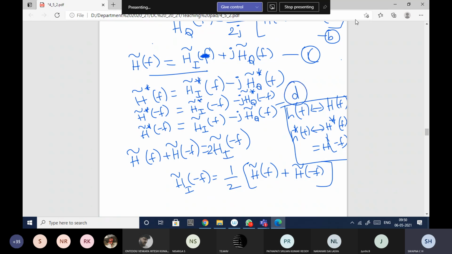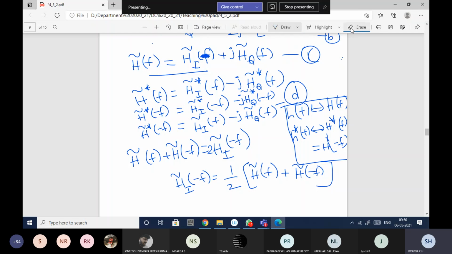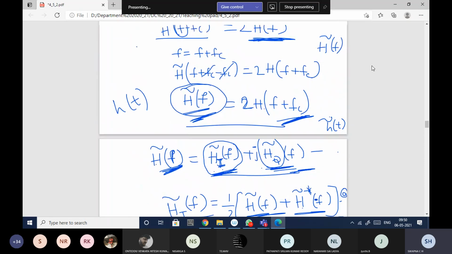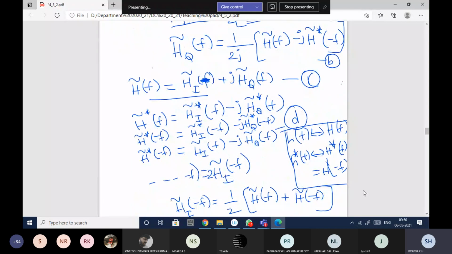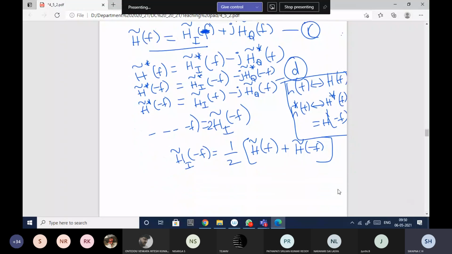I'll just re-explain all this again. Okay, don't worry. Since I'm not able to see everything together, I have a problem. Okay, because here I've derived for h tilde star of minus f. Okay, but what I want is for minus f, and I've done it for f. So that is the reason when I added, I had got some problem. Okay, I'll just explain you again. Don't worry.